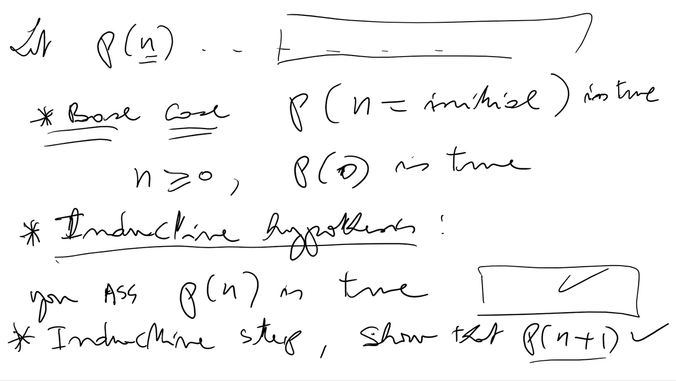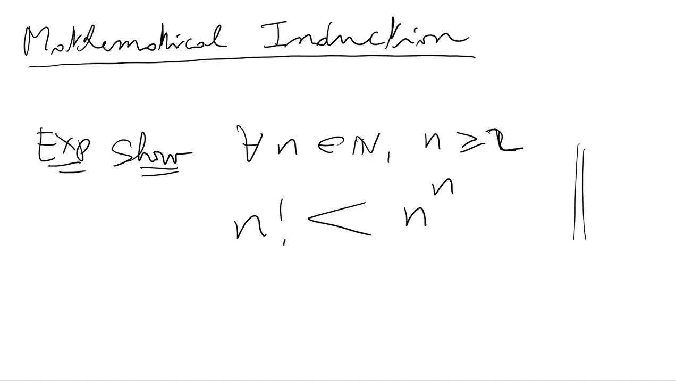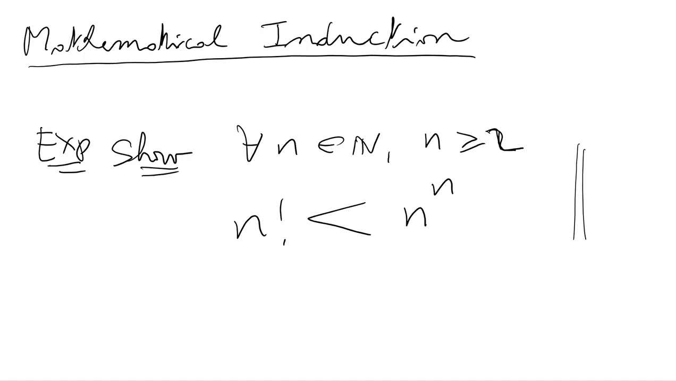Let's pick this particular example and try to use that technique to prove it. I'm going to break down this problem step by step so you can see all the steps that we require for this kind of proof. So the goal is to show that for all n in the set of natural numbers, n greater than or equal to 2, n factorial is less than n to the n.